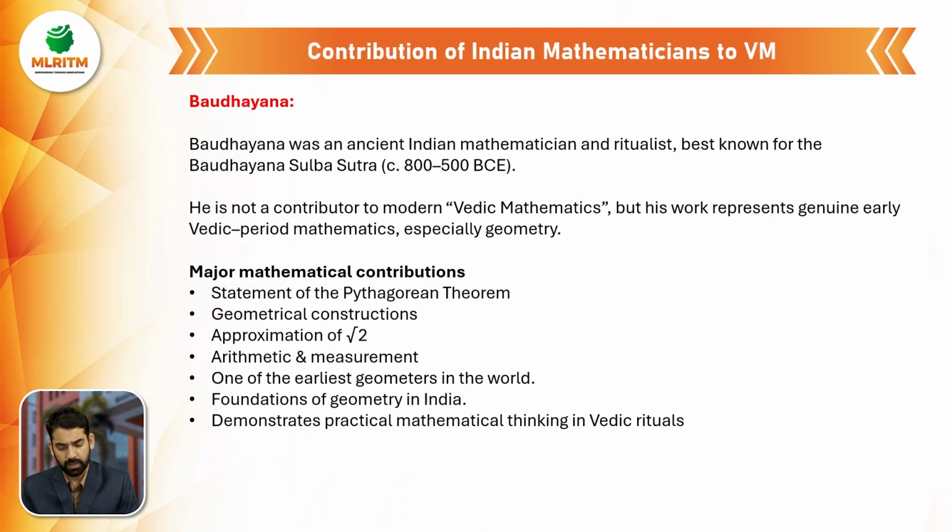As you can see, he has also contributed significantly to the development of Vedic mathematics. His major contributions in mathematics are the statement of the Pythagorean theorem, geometrical constructions, approximation of root 2, arithmetic and measurement. He is recognized to be one of the earliest geometers in the world, laying the foundations of geometry in India, and demonstrates practical mathematical thinking in Vedic rituals. That is why Bharati Krishna Tirtha ji has taken inspiration from him and taken a part of his contributions for the development of this subject.